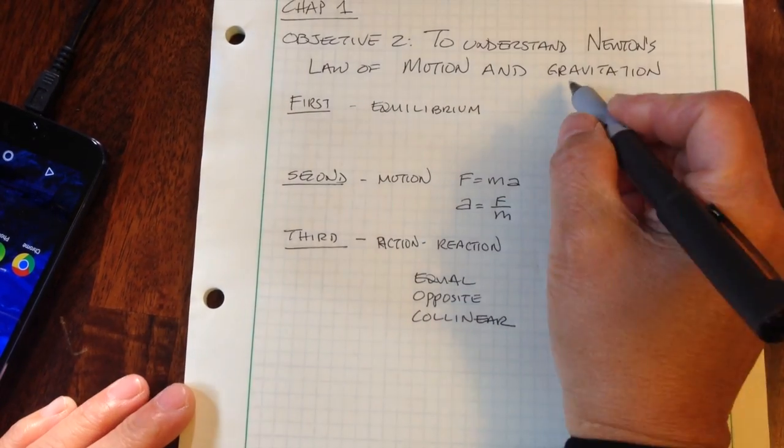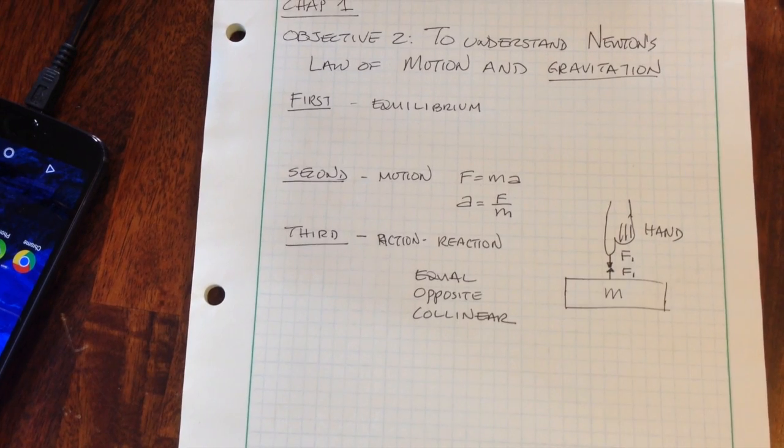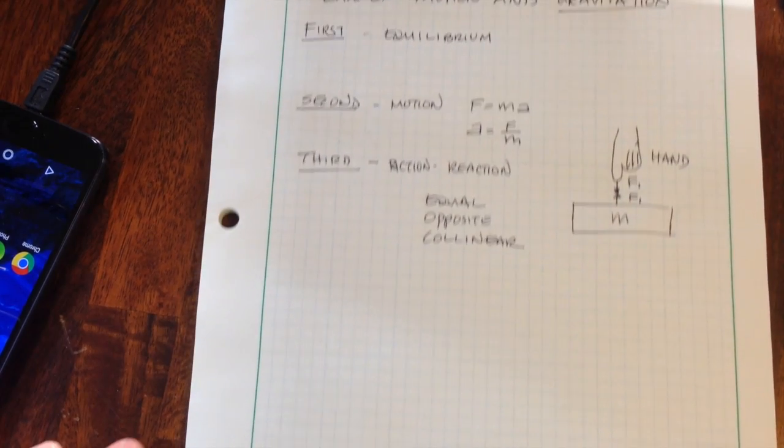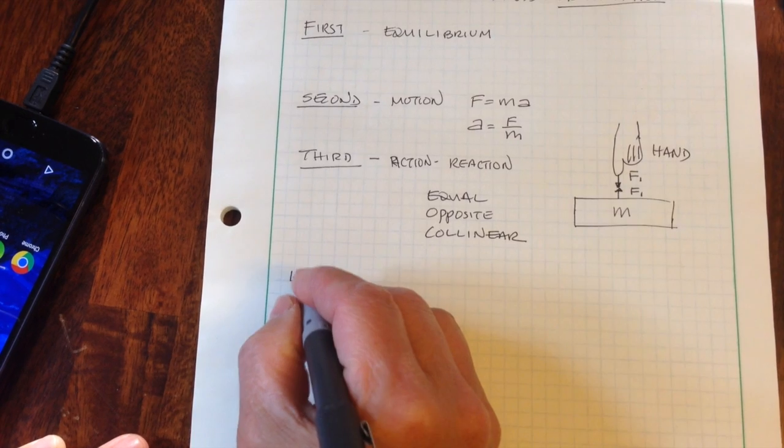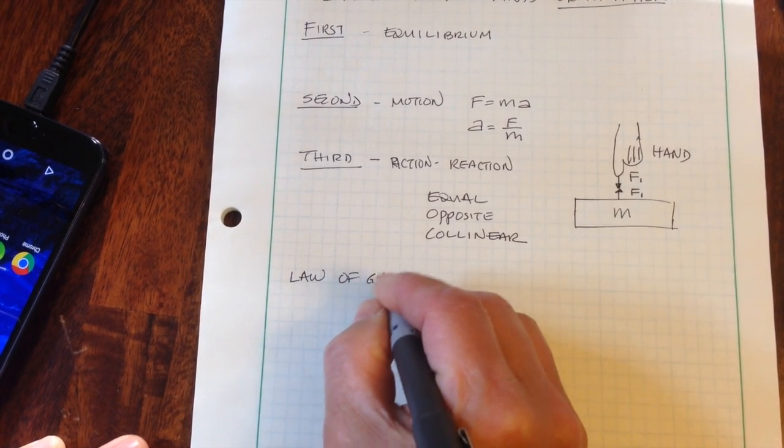So the last concept that we will go through is Newton's law of gravitation. So, law of gravitation.